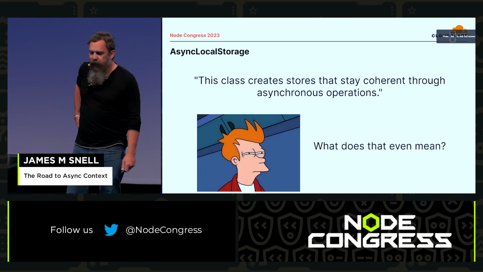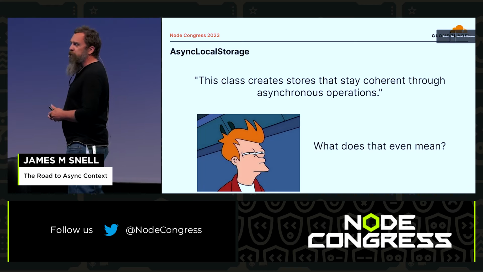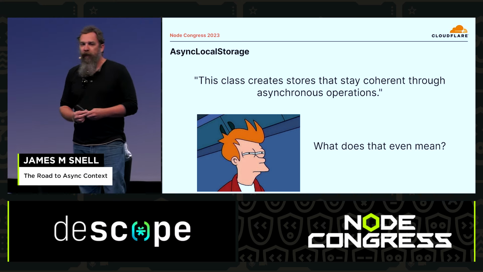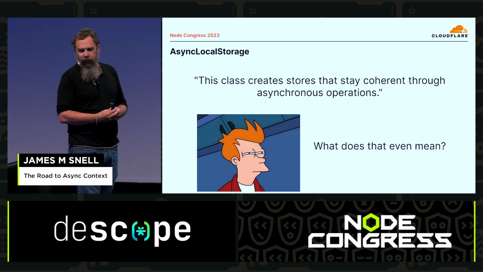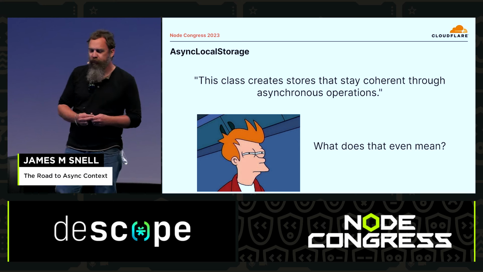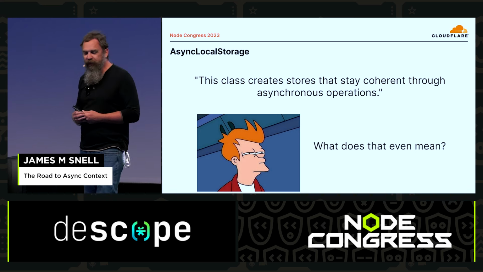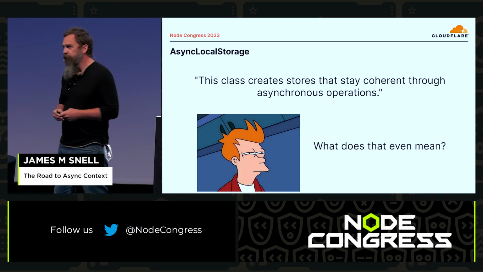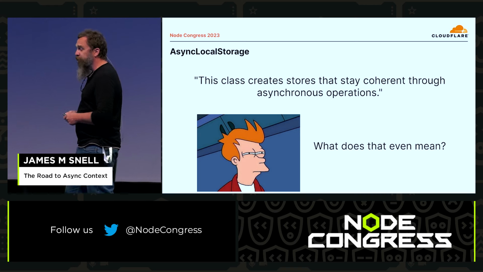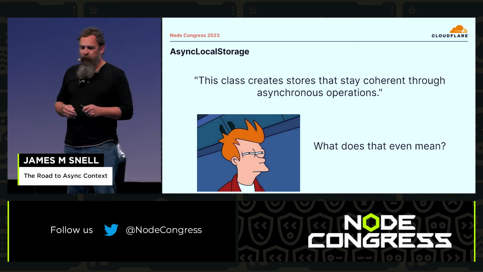All right, so let's get things going. What is AsyncLocalStorage? The Node documentation gives us this very helpful definition: creates a store that stays coherent through async operations. And that's basically it. Then it gives you an example. It's an extremely unhelpful explanation of what it is, so we're going to break it down a little bit further.